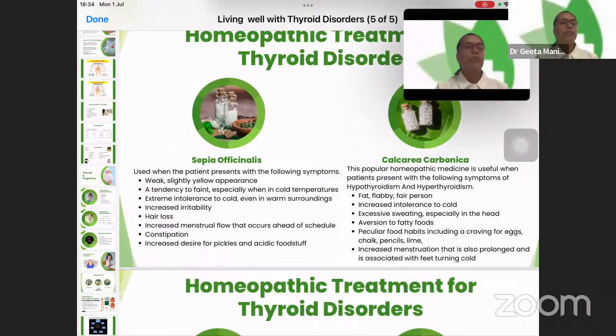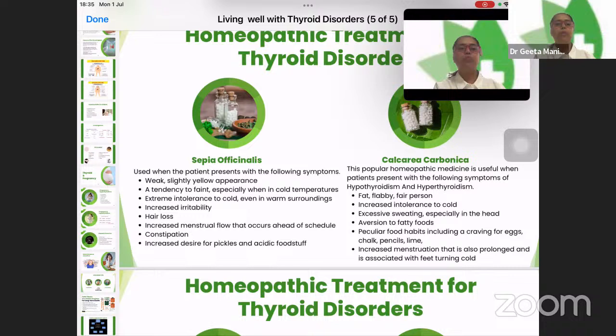Sepia officinalis is used when the patient presents with the following symptoms: weak, slightly yellow appearance, a tendency to faint, especially in cold temperatures, extreme intolerance to cold, even in warm surroundings the patient feels cold, increased irritability, hair loss, increased menstrual flow that occurs ahead of schedule, constipation, increased desire for pickles and acidic foodstuff. If you have these kinds of symptoms and a history of some stressful past or some mental trauma, then this is a typical remedy which might help you with your thyroid.